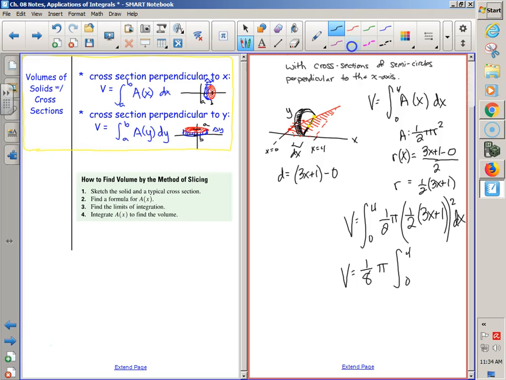0 to 4 left. How would you solve this by hand if you needed to? Oh, I guess you could do u-sub. Or you could FOIL it, either way, u-sub or foiling. Because du would be 3, so just offset by a 1/3 and you're okay.